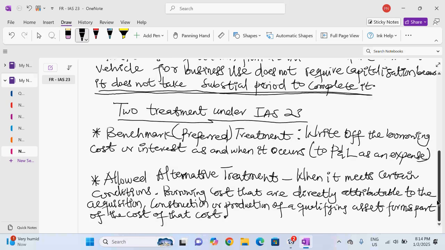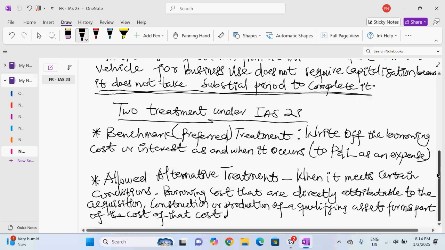So the benchmark treatment is that we write it off in the P&L as an expense, whereas the alternative treatment is saying that we should capitalize it, or add it as part of the cost of the asset. All right.